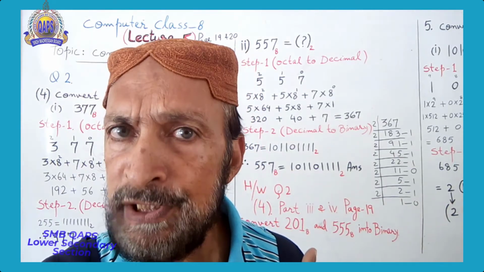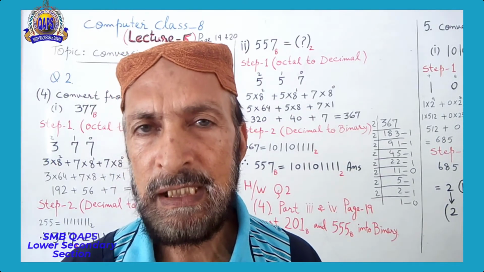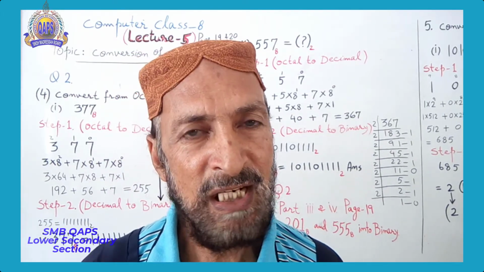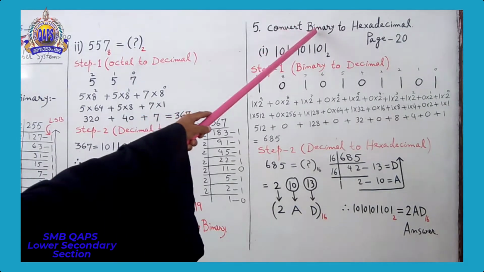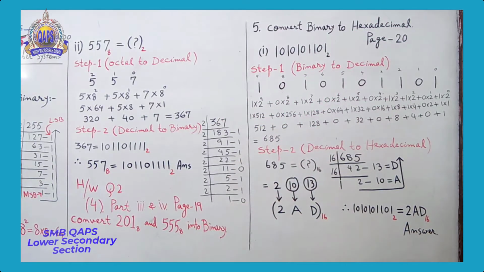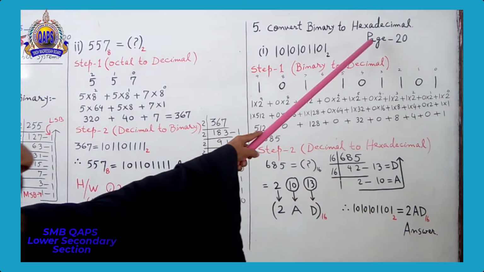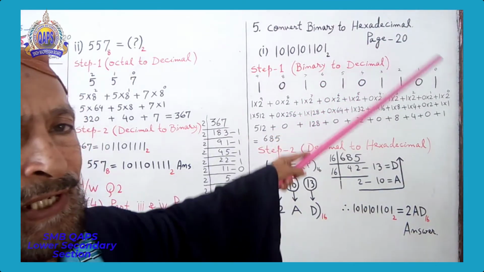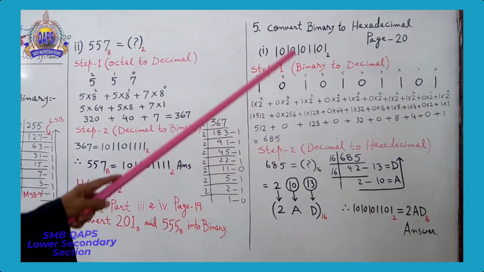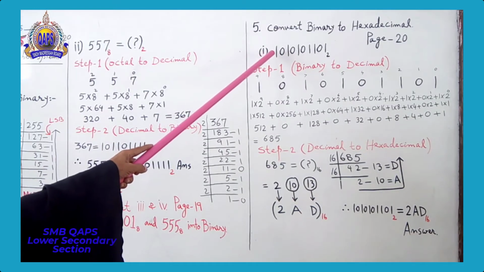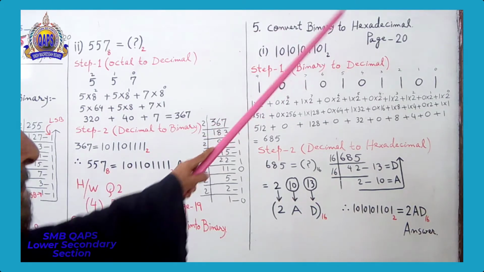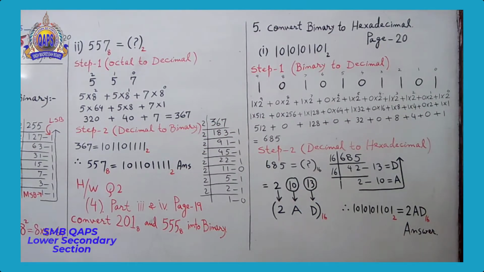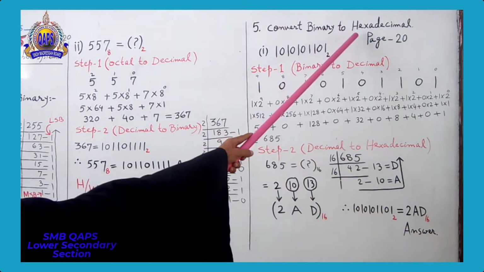I am putting the camera over there so you can look at the board and understand the question. Number 5. Convert binary to hexadecimal. All of you open page number 20 of your book. Part 1: 1010101101 binary. You have to convert this binary number into hexa.